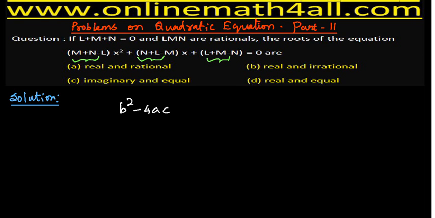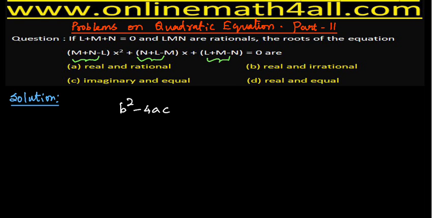Once we get the value of this discriminant, b² − 4ac, we can easily decide how the roots of the given quadratic equation will be. So the roots are real and rational, or real and irrational, or imaginary and equal, or real and equal. Now our aim is to get the value of b² − 4ac to answer this question. To get it, we have to compare the given quadratic equation to the general form of a quadratic equation, ax² + bx + c = 0.